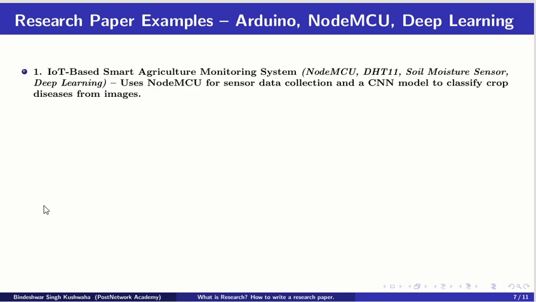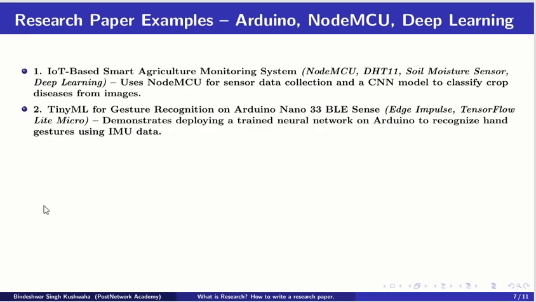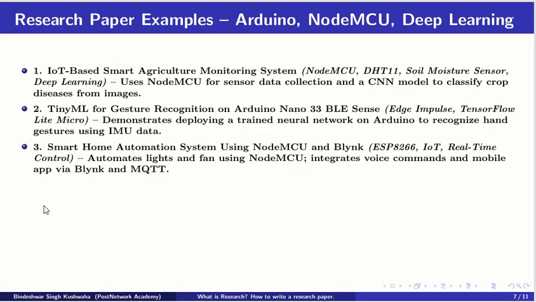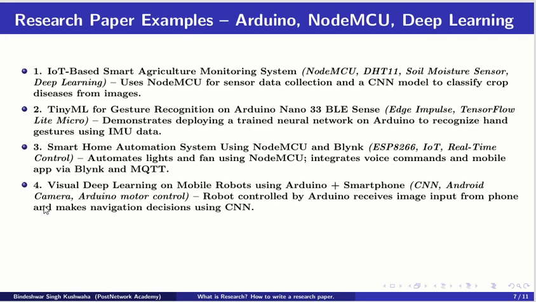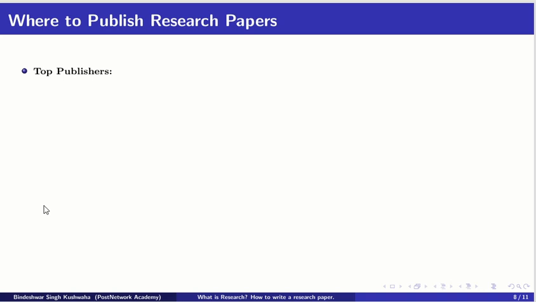Now some examples, like IoT based smart agriculture monitoring system. You can search on Google and you can get this research paper either from Google Scholar or arXiv. So these are some examples of research papers.